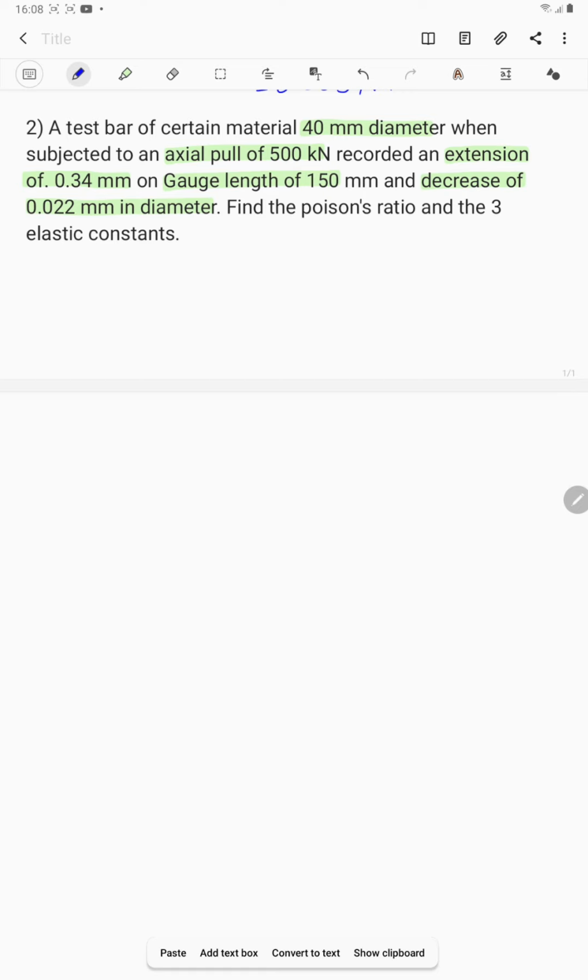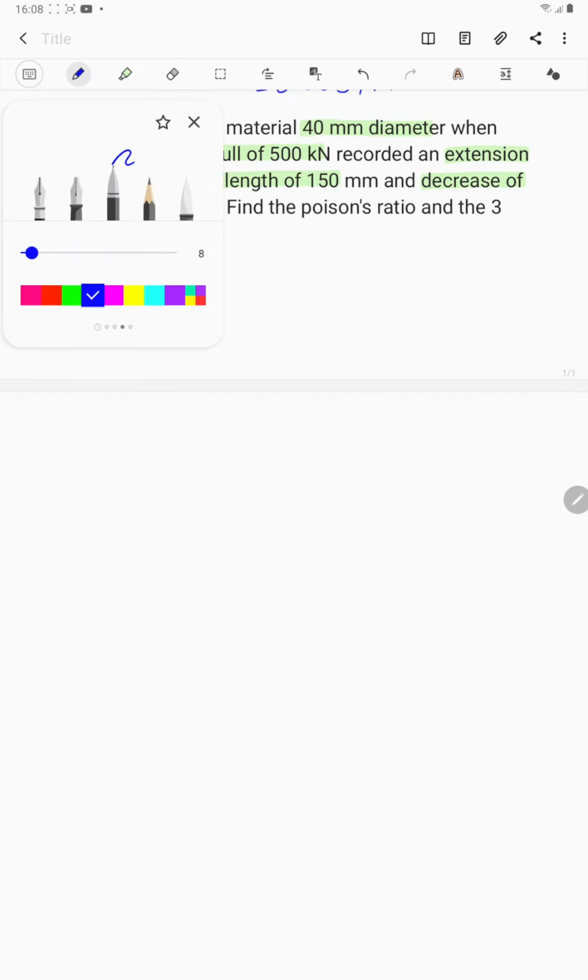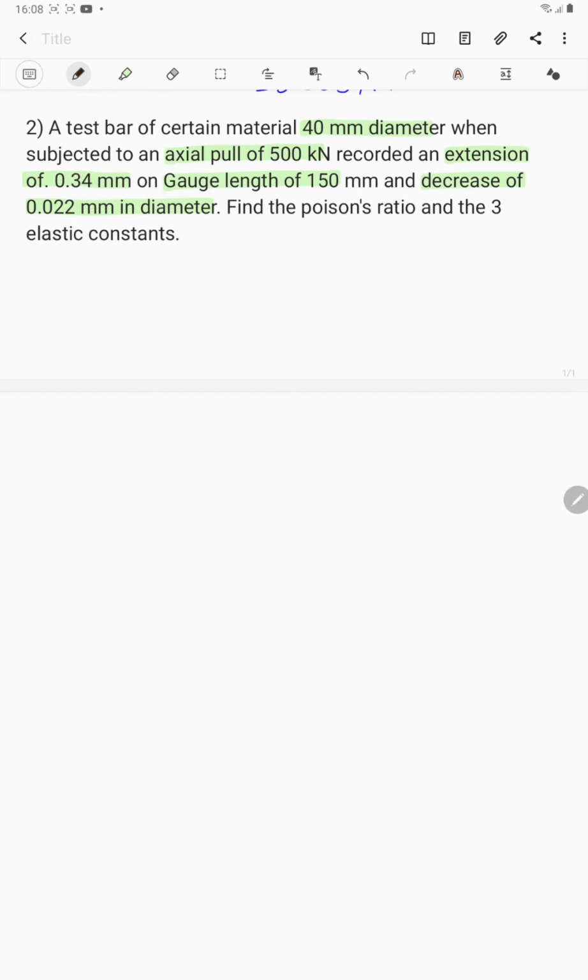First let us write the given data. Diameter given is 40 mm. One minute, I will change the color of the pen. Better to use the different colors. So diameter D equal to 40 mm subjected to a pull load equal to 500 into 10 power 3 newtons.